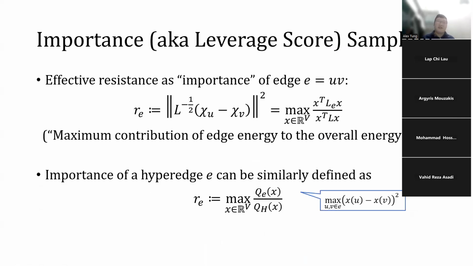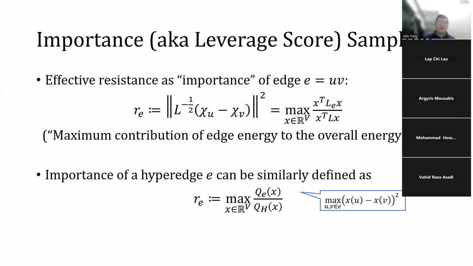So actually, effective resistance sampling belongs to a more general class of algorithms called importance sampling or leverage score sampling. It's because you can think of it as measuring the importance of the edge in its contribution to the quadratic form. So you can write the effective resistance as the maximum contribution of edge energy to the overall energy.